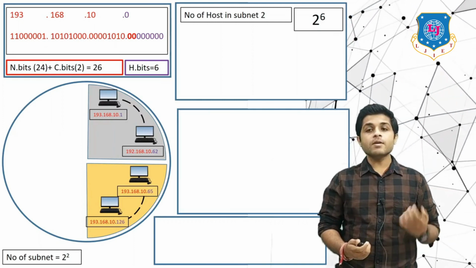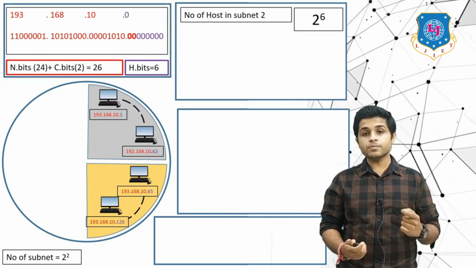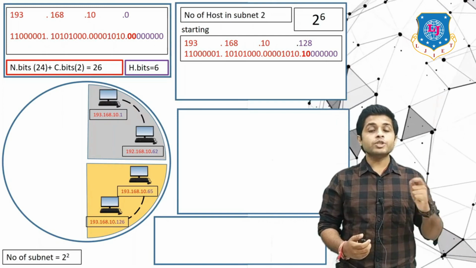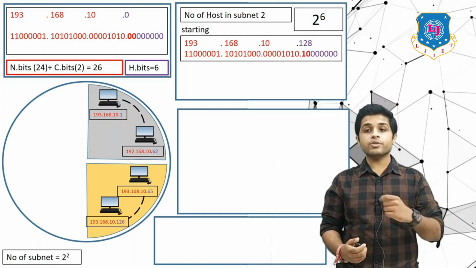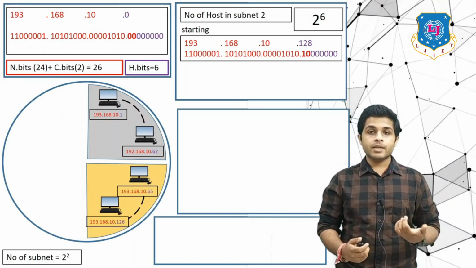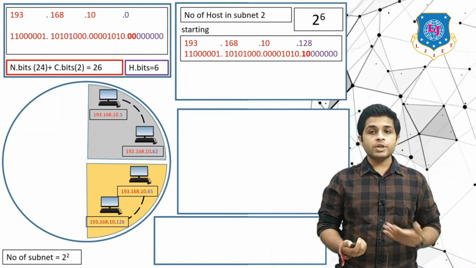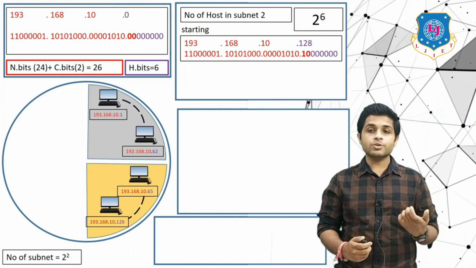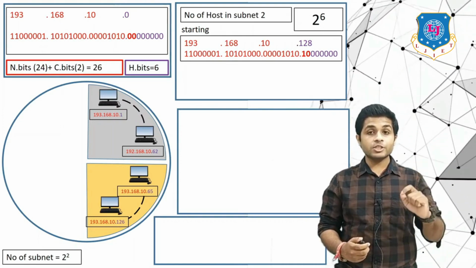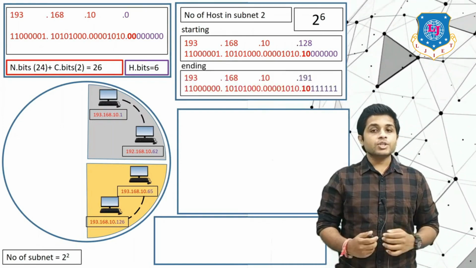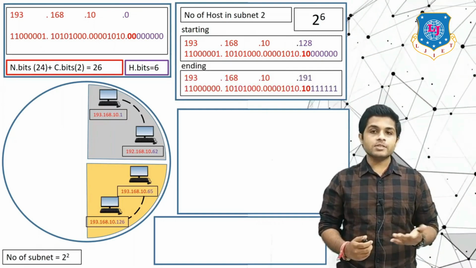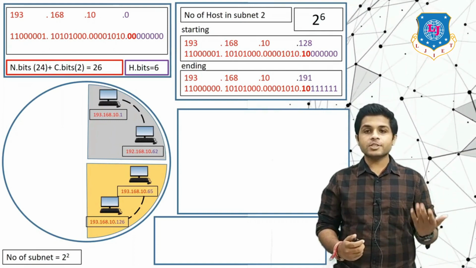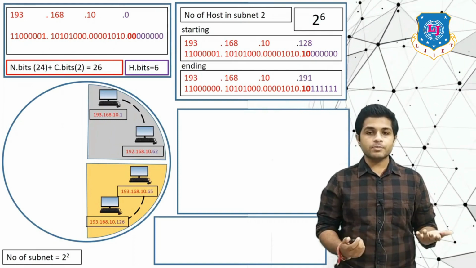So what will be the first IP address in the subnet 2? This is the first IP address in the subnet 2, which is 193.168.10.128. And what will be the last IP address? To find the last IP address, we will set all the host bits to 1, but we will not change the value of the converted bits. So you will get 193.168.10.191. Again, the first and last IP address are never used within a subnet.